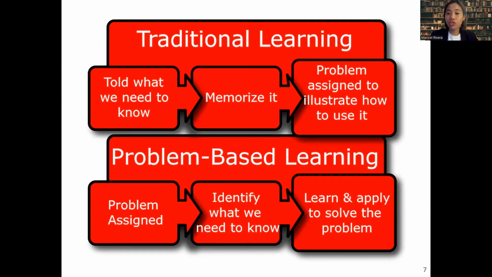And for traditional learning, what we do is we memorize what we are told to learn. And then the outcome after memorizing is a problem assigned to illustrate how to use what we have memorized. But in problem-based learning, we assign the learners a problem, and we identify what we need to know about the problem so we could learn and apply it to solve the problem. So this is very good, because after the outcome there is a solution.